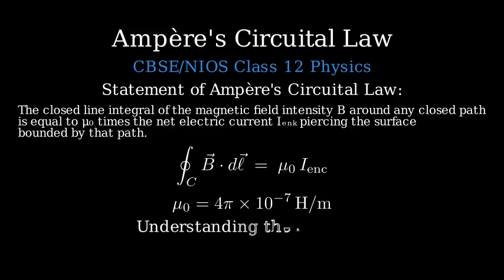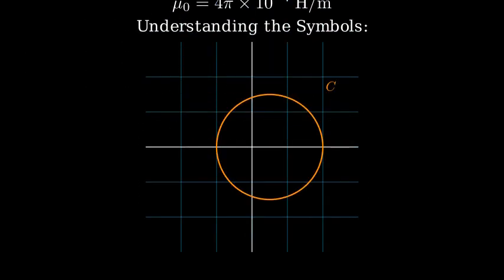C represents a closed curve, which we call an Amperian loop. dl is an infinitesimal element of length along this curve C, taken in the chosen direction of integration. I enclosed is the algebraic sum of all currents passing through any surface that spans the closed curve C.